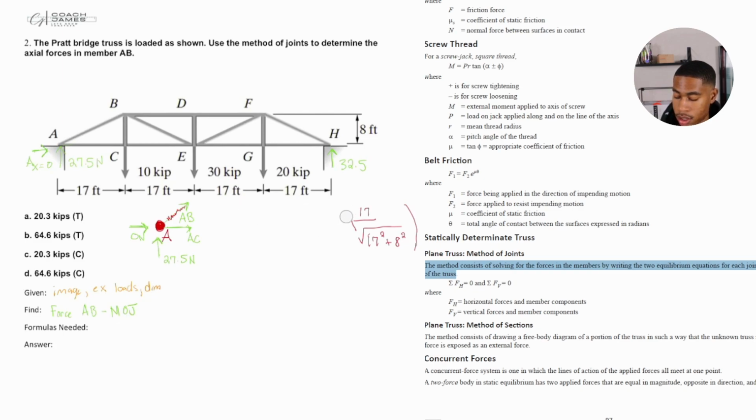So what's another way? Another alternative could be the sum of the forces in the y direction. Okay. And so what does that look like? Well, we know that we have 27.5 newtons coming up. We don't have to deal with AX, right? We don't have to deal with AC because those are forces in the X direction.